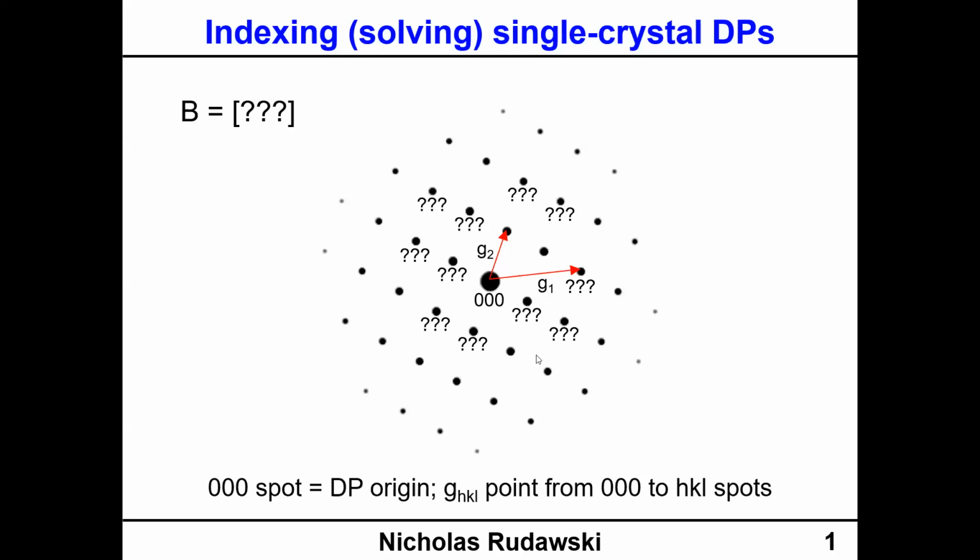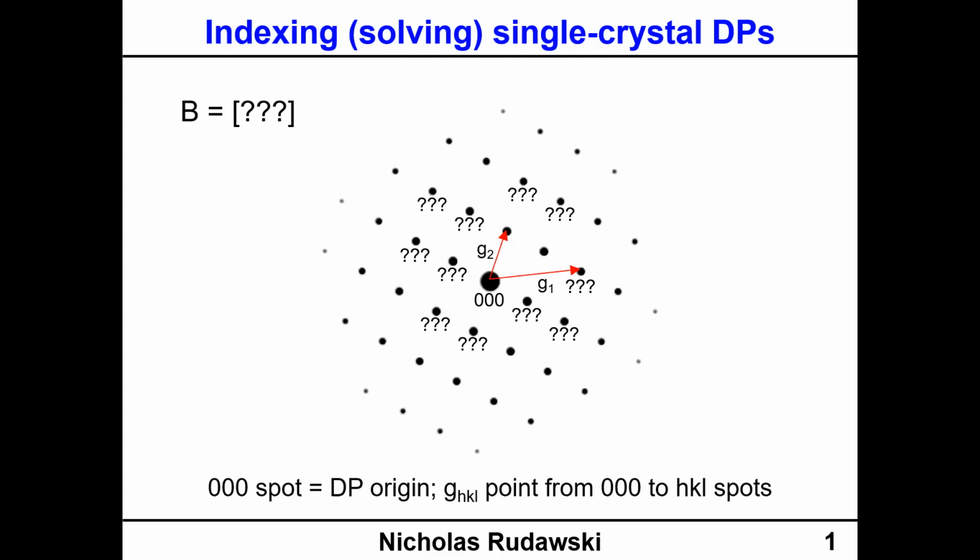Okay, there we go. So we're going to talk about indexing, or otherwise known as solving, a single crystal diffraction pattern. When we talk about indexing a diffraction pattern, we're talking about two things. We're talking about figuring out the crystallographic zone axis along which the beam is traveling that is giving us this diffraction pattern. And we're also talking about assigning indices to all of the spots in the diffraction pattern. By convention, we define the direct beam as our origin of the diffraction pattern, and so we always assign the indices as 000.